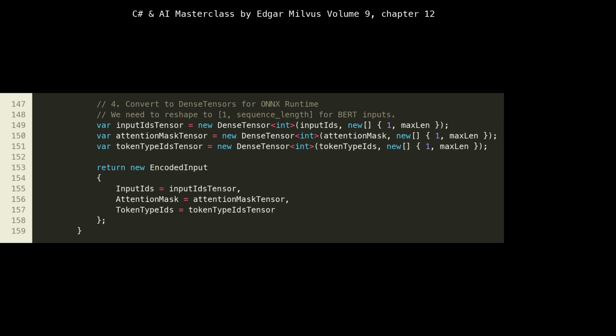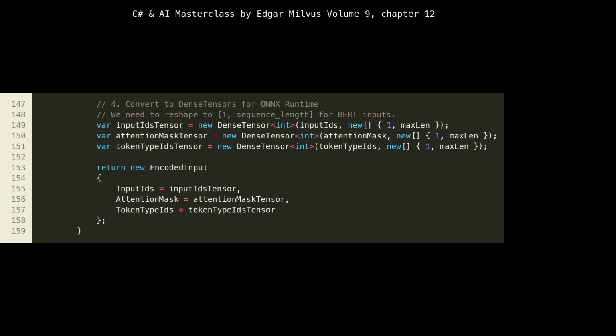At lines 147 to 159, we convert our raw integer arrays into DenseTensor objects, which are the specific tensor types expected by ONNX Runtime. Notice the constructor new DenseTensor<int>(inputIds, new[] {1, maxLen}). The new[] {1, maxLen} specifies the shape of the tensor. This 1, sequence_length shape is critical because BERT models typically expect inputs to be batched, even if it's a batch of 1, hence the 1. If we were processing multiple sentences simultaneously, the 1 would be replaced by the batch size. This reshaping is a common requirement when interfacing with deep learning models, as they are designed to process data in batches.